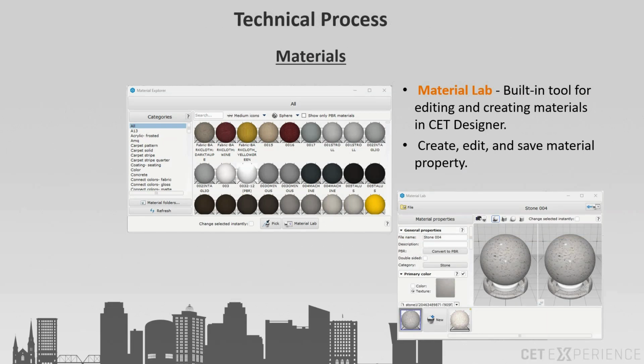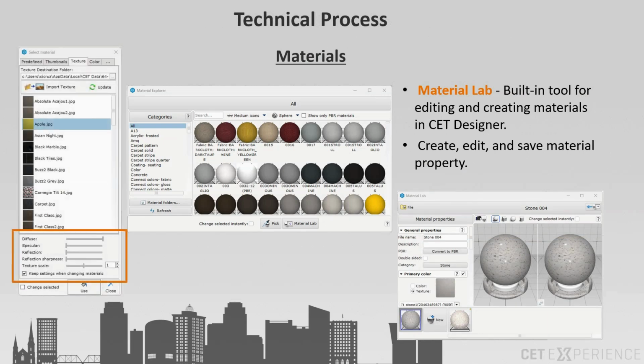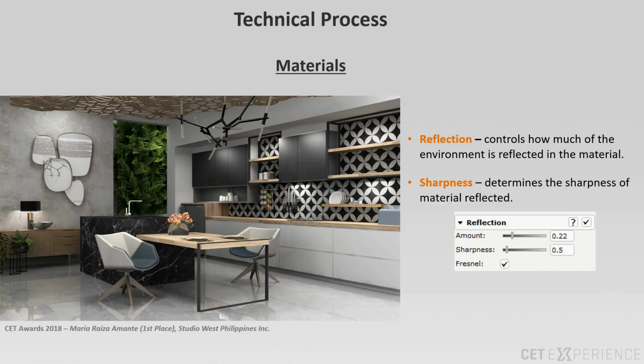For faster material editing, you can also use the Select Material window, although settings here are limited to diffuse, specular, reflection, sharpness, and scale. From here, you can play with the material options, or you can start your own from an image or color. Afterwards, you can change their properties starting with reflection. With reflection, you can control how much environment is reflected on the material. Meanwhile, the setting below reflection is sharpness. This one determines the sharpness of material reflected.